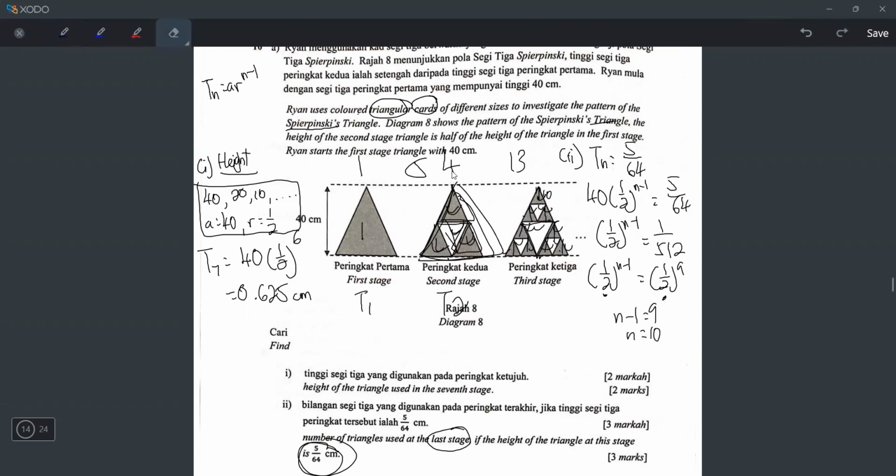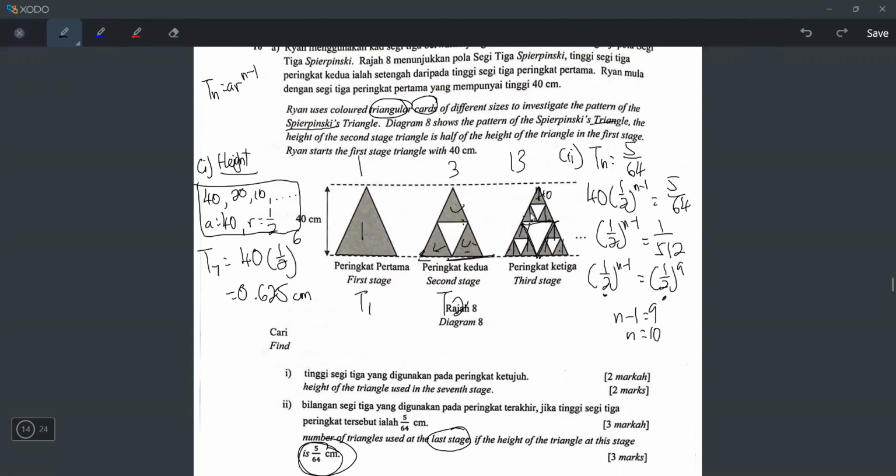And also, I don't think you should count the white color one, because the question already says Ryan used colored triangular cuts. It means the shaded one is the triangle cut, like a cut, you know. So I think I'm just counting the cut. This is not a cut, this is an empty space. So we shouldn't count the empty space, which means we shouldn't count the white color one. So we only count the shaded one. It means there's only 1 triangle here. There are only 3 triangles here: 1, 2, 3. We don't count this one.